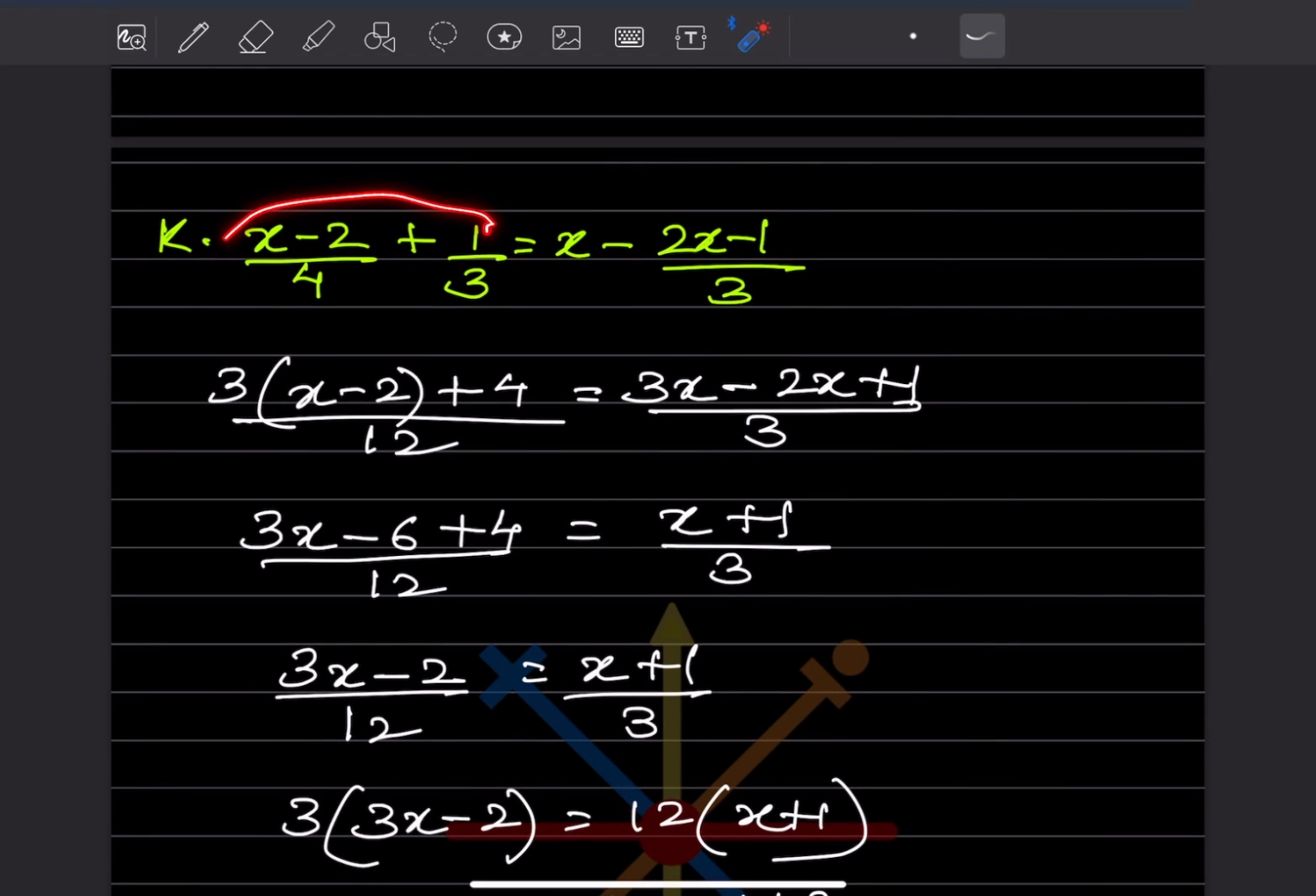Again, here you can see this is the left hand side and this is the right hand side. So the denominators are different. So LCM is going to be 12 over here. So this will be multiplied by 3 and this will be multiplied by 4. So which will be 3 into x minus 2 and this plus 4 divided by 12.